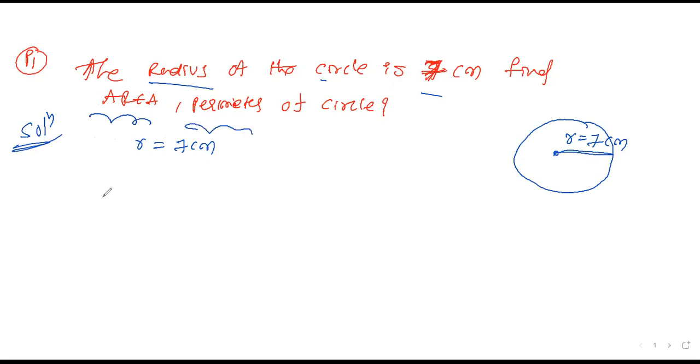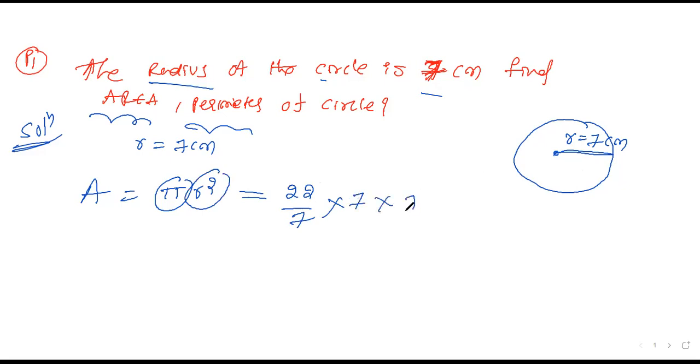Please take the area formula. What is the area of a circle? The formula is pi r square. Please substitute the value. Pi means 22 by 7, I told you. r square means 7 into 7, over 1. Just cancel 7, 7. Now you have to do 22 into 7.